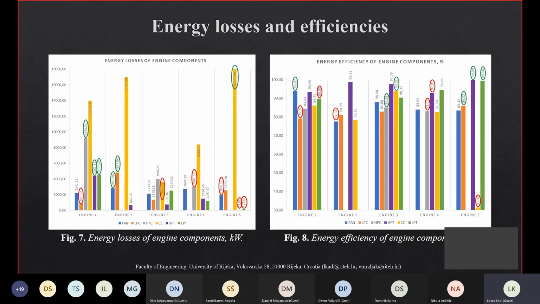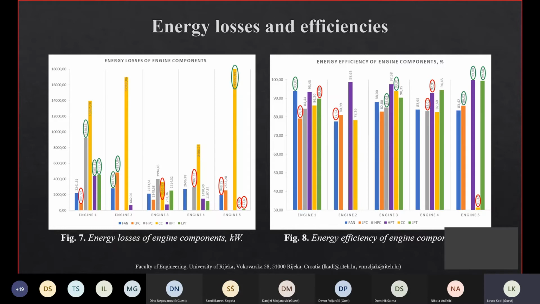On figure 8, you can see energy efficiency results of specific engine components. So let's start with the fan. The most energy efficient fan was in engine 1, while the least energy efficient fan was in engine 2. The most energy efficient low pressure compressor was in engine 5, while the least energy efficient low pressure compressor was in engine 1. The most energy efficient high pressure compressor could be found in engine 3, while at the same time the least energy efficient low pressure compressor could be found in engine 4.